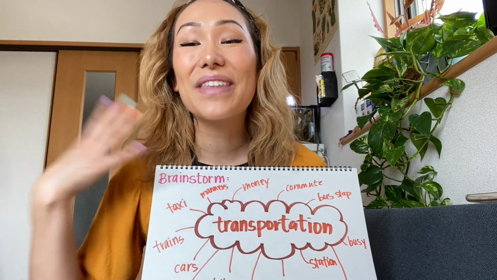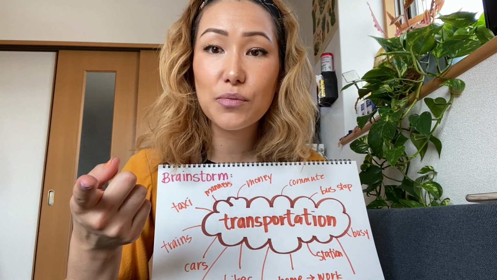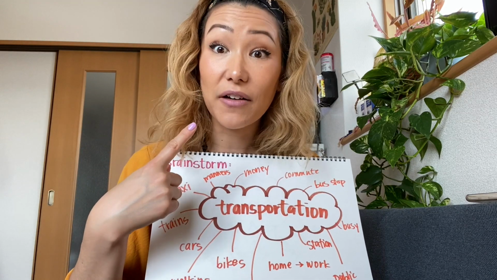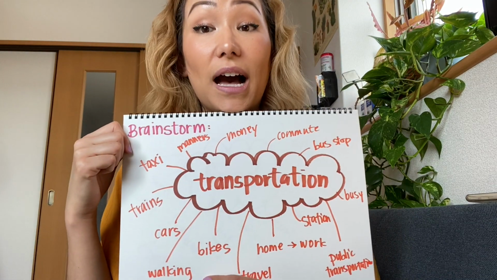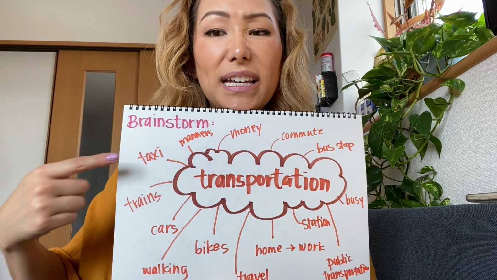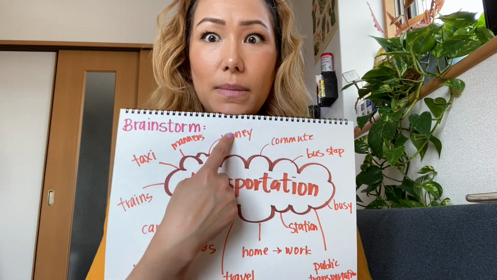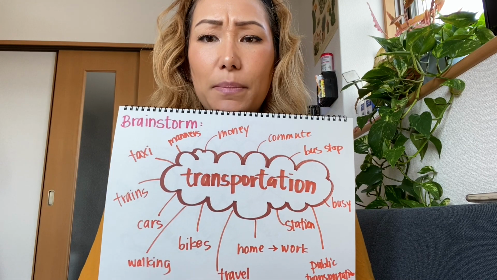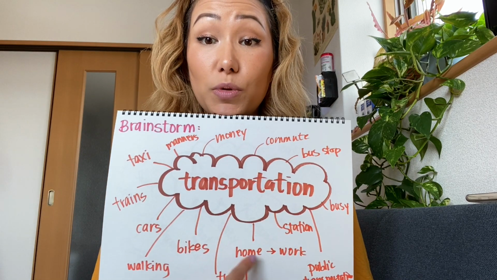Now, remember, I have things on here that you might not have, and you have things written on your brainstorm that I don't have. That's okay. All right, so some of the things that I wrote when I thought about transportation include taxis, trains, cars, bikes, money. I thought about, when I use transportation, I use it from home to work.